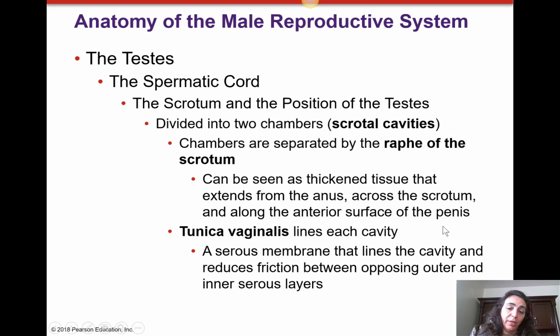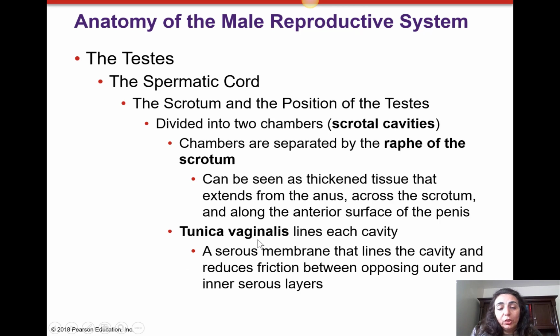This is outside of the body, right? But inside, we call it the scrotal septum, the one that divides the two chambers and makes the two scrotal cavities inside. But from the outside, we have the raphe of the scrotum. Then we have the first layer around the testes, which we call the tunica vaginalis, that lines the inside of each cavity.